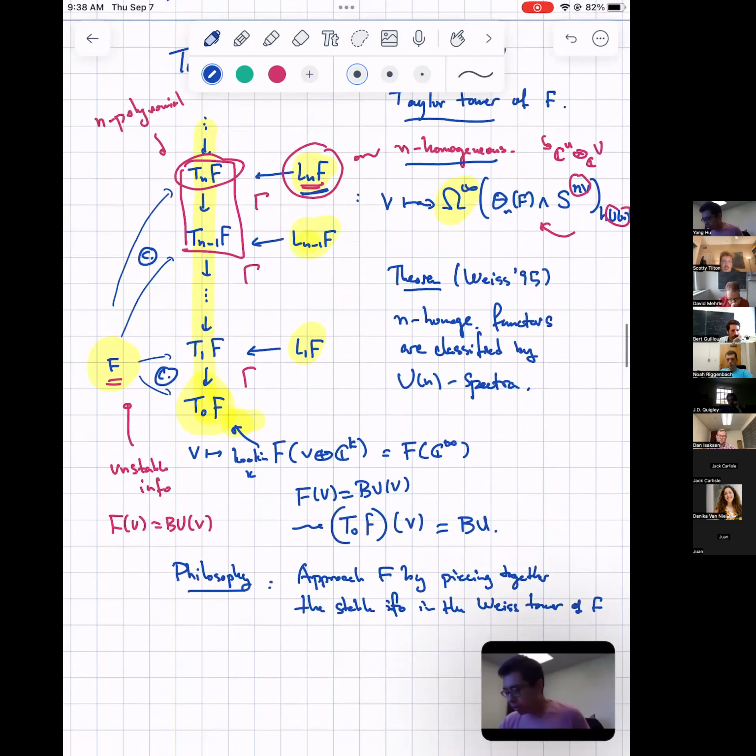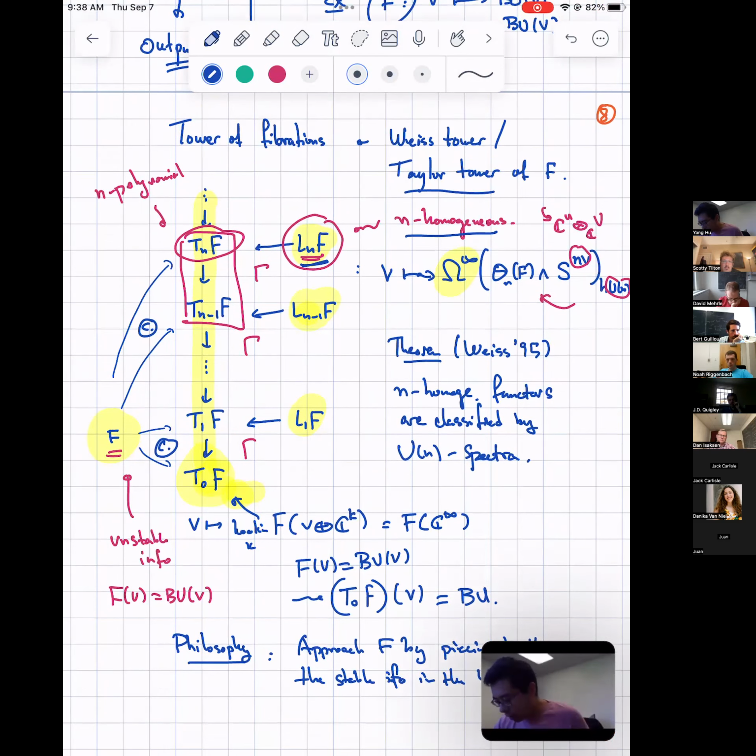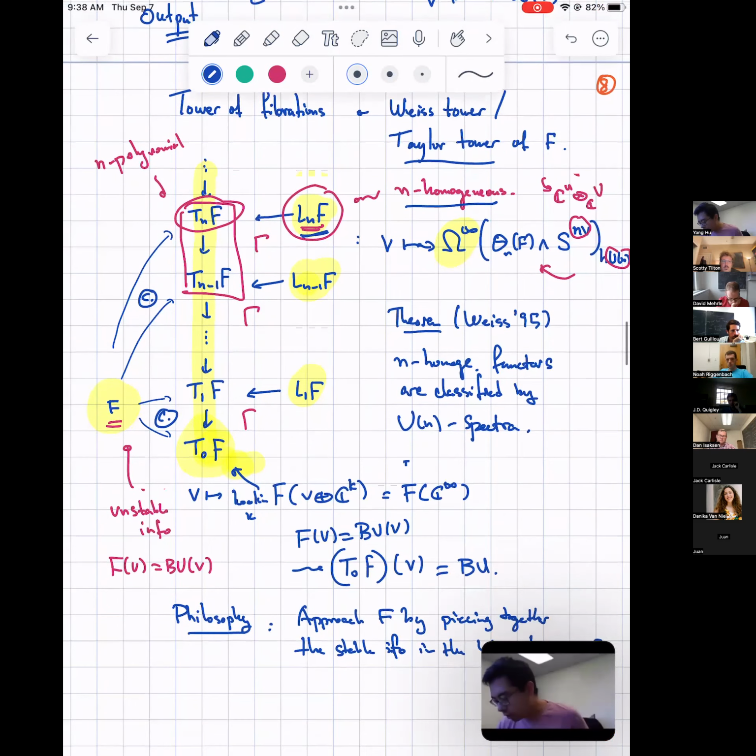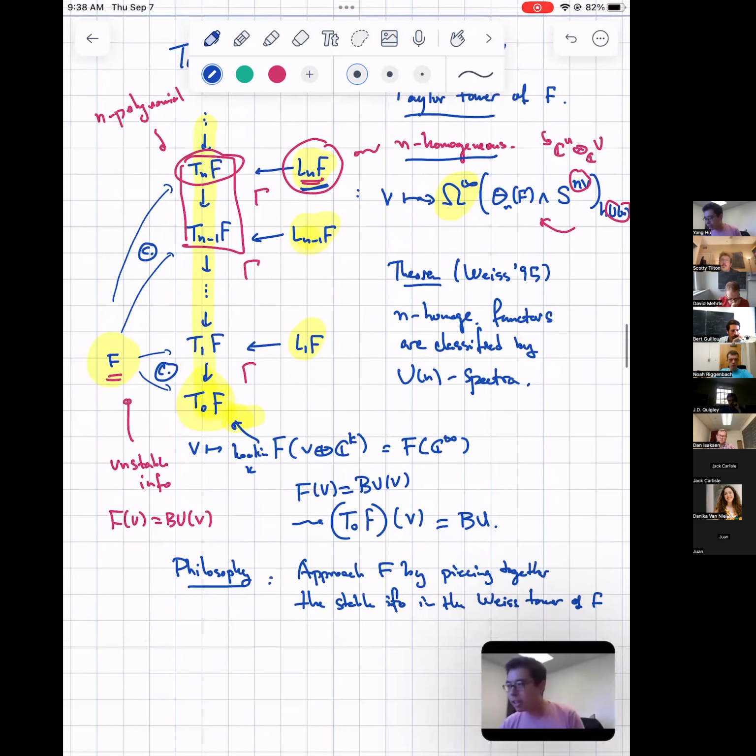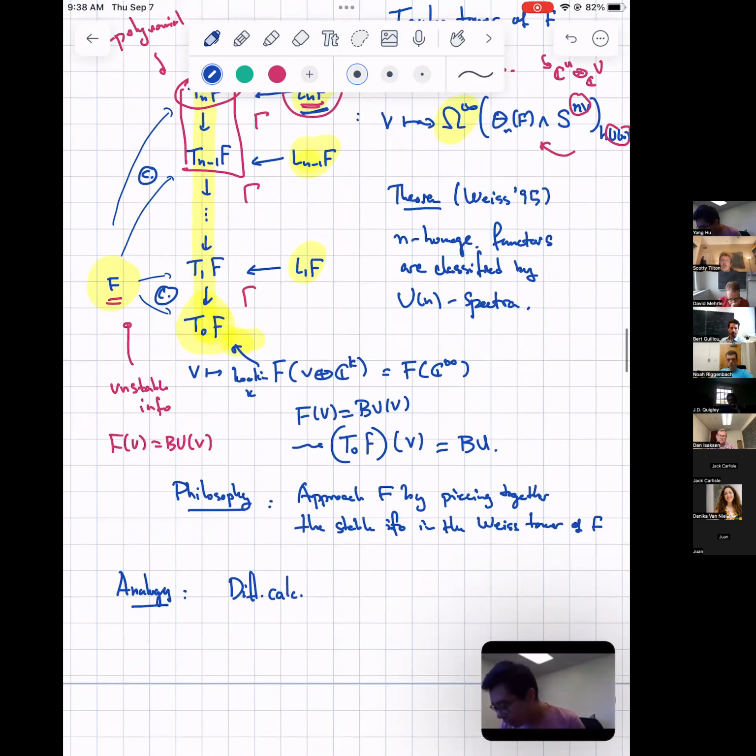Okay, and now let me explain why this deserves to be called a Taylor tower and why this theory in general is called a calculus theory. This is because there's an analogy to make with usual differential calculus. So in differential calculus, we study functions f from, say, R to R, continuous functions.